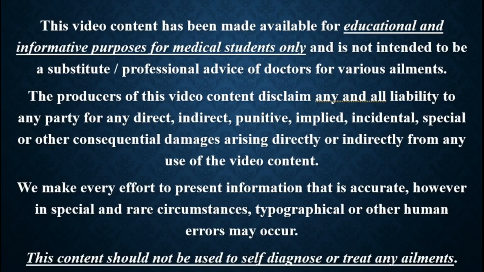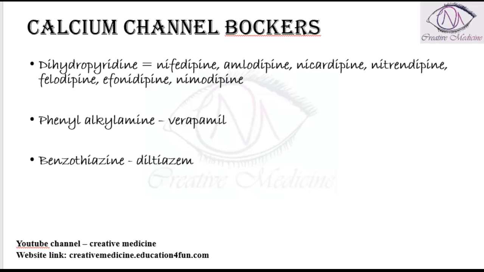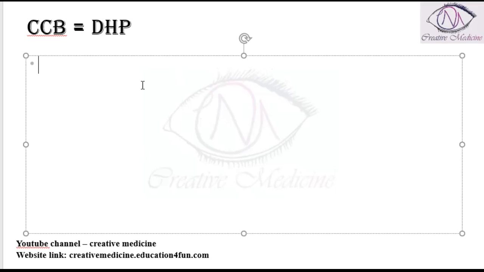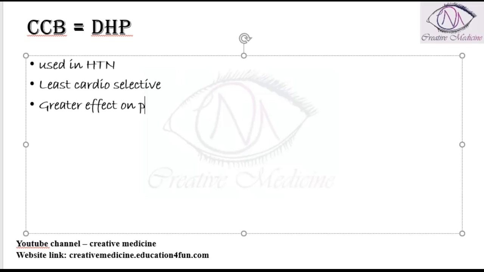In this lecture, we will learn about calcium channel blockers. First we will see the dihydropyridines. These dihydropyridines are mostly used in hypertension. They are most widely used in hypertension, okay, and they are least cardioselective. These dihydropyridines are least cardioselective and they have a greater effect on the peripheral resistance.